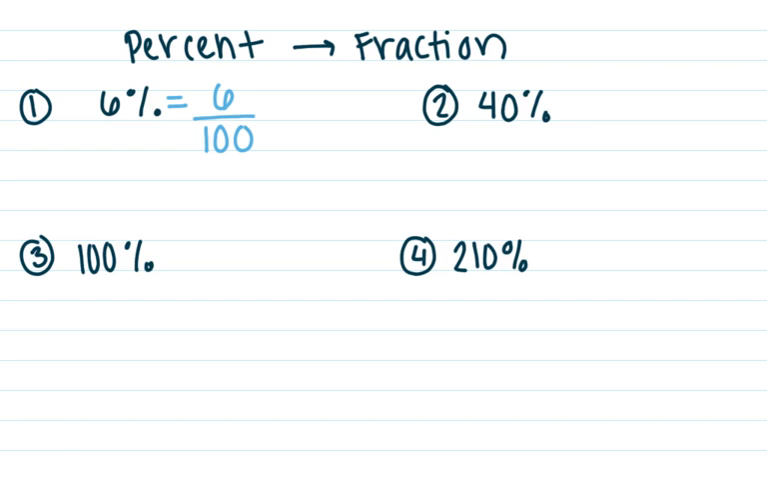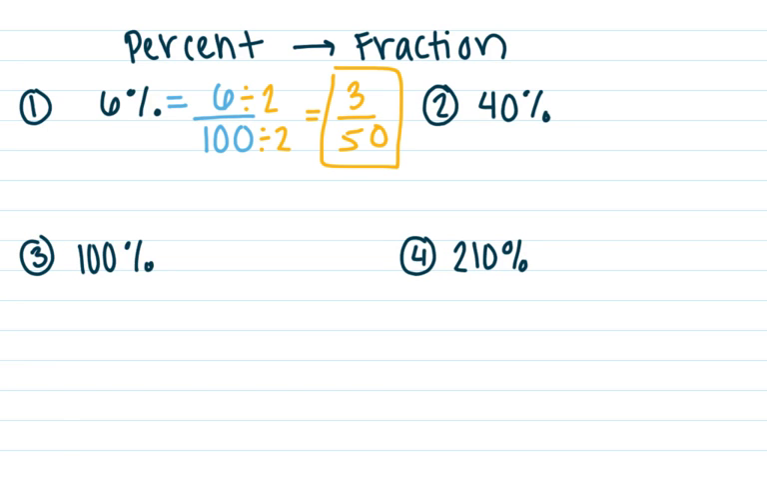Ta-da! There's my fraction. Now, as you know, in 6th grade, we are big fans of simplifying fractions. So we are going to have to simplify these into an equivalent form. And so I am going to check for that. I can divide this first one by 2. And so my final answer is going to be 3 over 50. 3 over 50 is my final answer there.